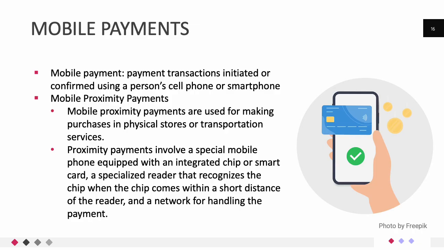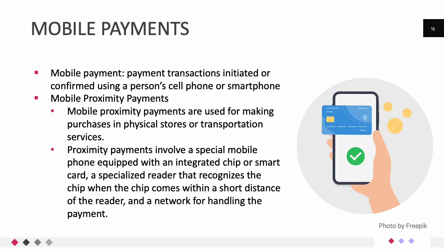Okay, now let's talk about mobile payment. This is probably the payment method you guys use most often in your daily lives. Mobile payment is simply any payment transaction that you start or confirm using your smartphone. And now there's a specific type called mobile proximity payment. That's really cool. These are payments you make when you're physically present at the store or using transportation services.